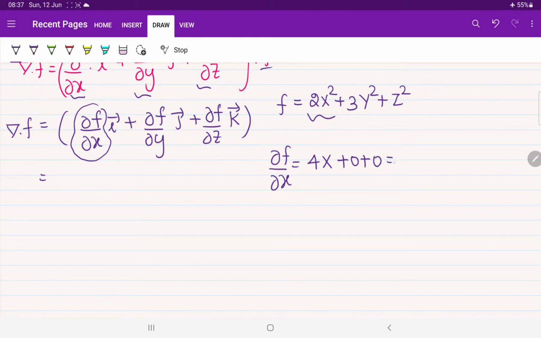Why are they going to be 0? Because the moment you are doing the differentiation with respect to x, all other variables are going to be constant. If you differentiate a constant with respect to x, that will become 0. So the overall answer for the first term is 4x.